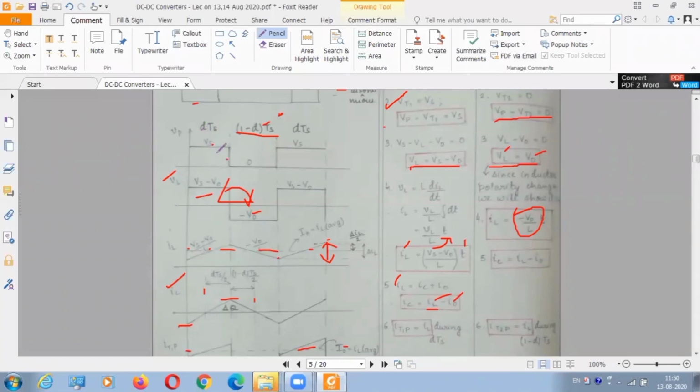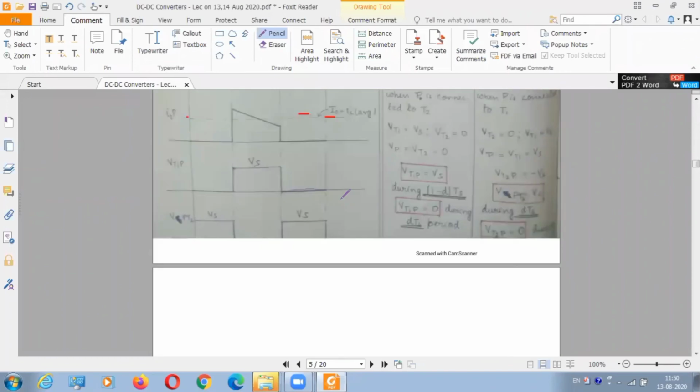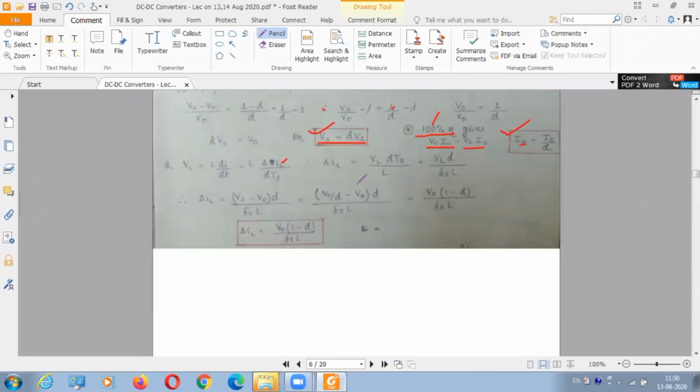I have taken this Vs only because it is already positive. I don't need to change its sign. So for your easy calculation, I have taken the positive value only. Sorry, Vs minus V naught, positive value. So VL during this time is Vs minus V naught. See, over here I have substituted. So from here I have calculated del IL.